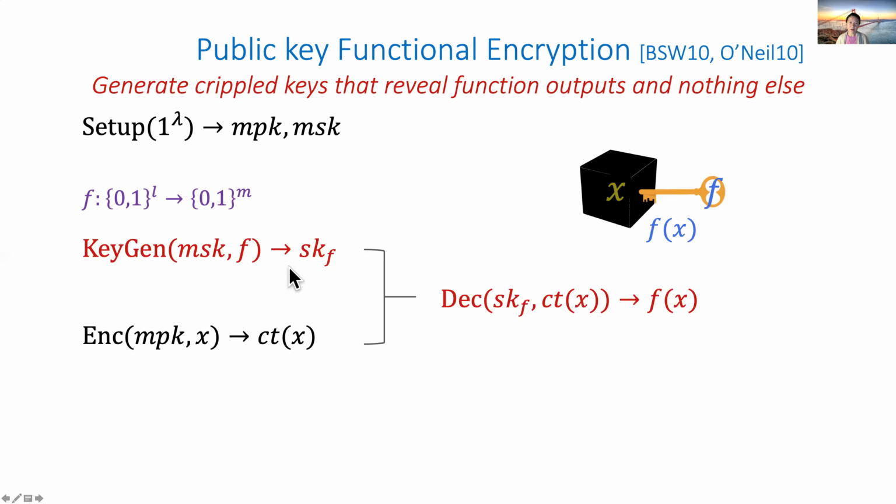The important part is that when decrypting a ciphertext using this functional key, what we get decrypted out is not the input itself, but rather the output of the function evaluated on the input.